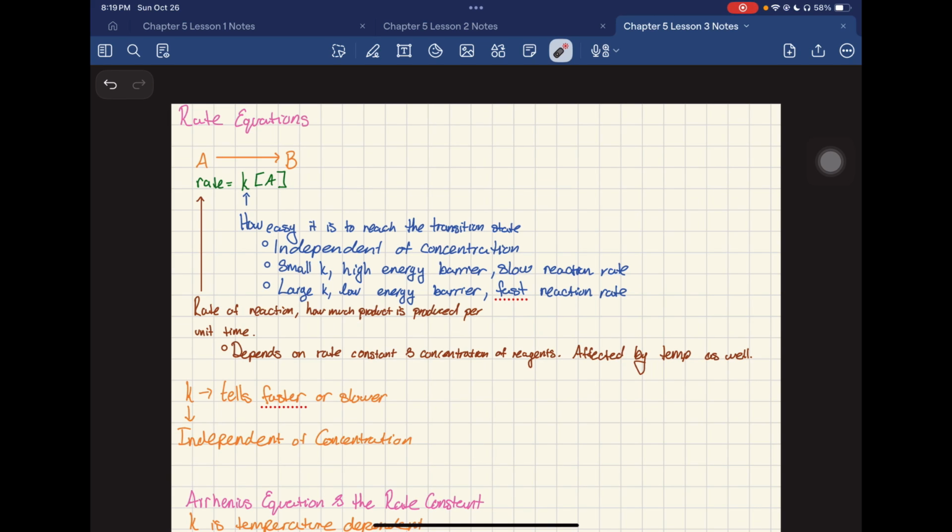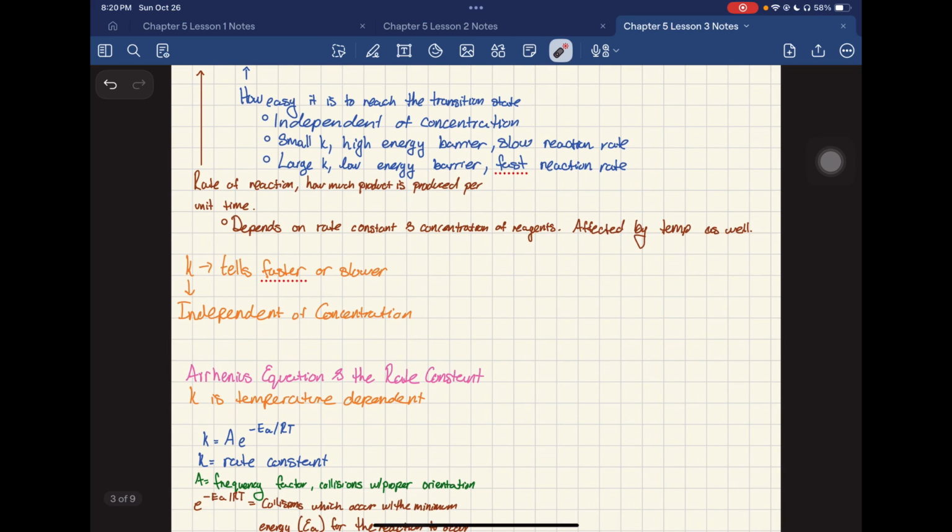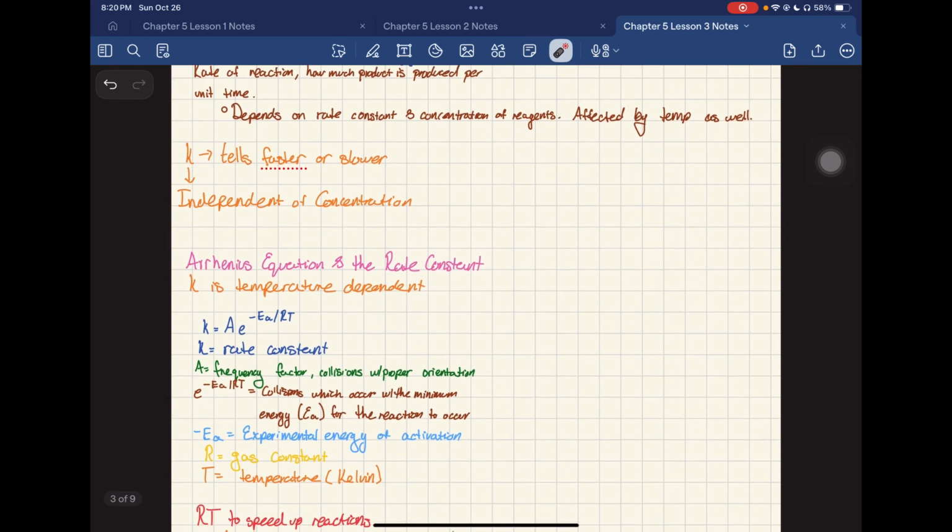Okay, it's a constant. Rate of reaction is how much product is produced per unit time. It depends on rate constant and concentration of reagents, and it is affected by temperature as well. So k tells whether it's faster or slower, and it is independent of concentration.